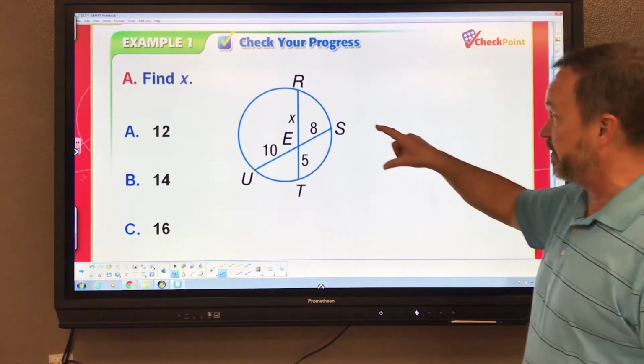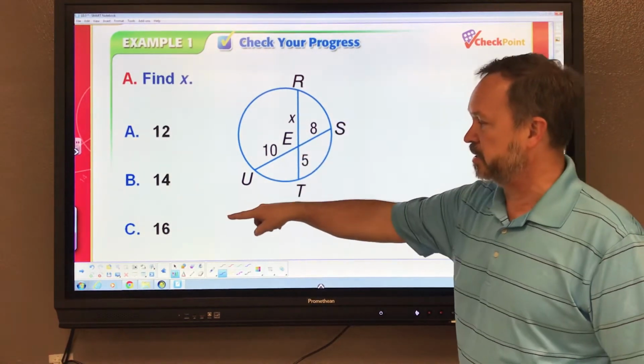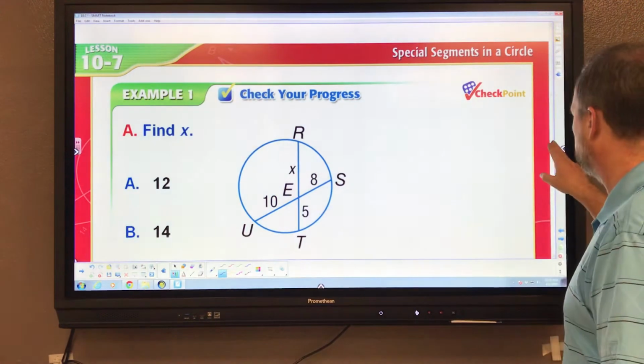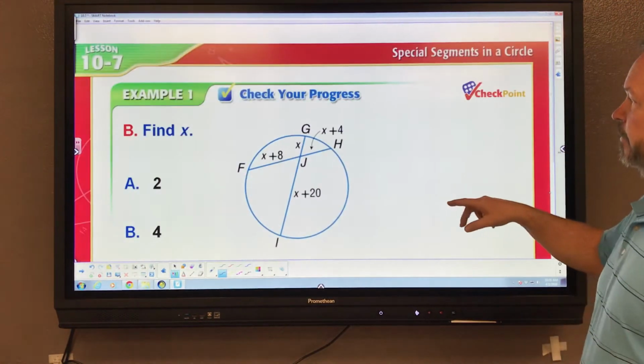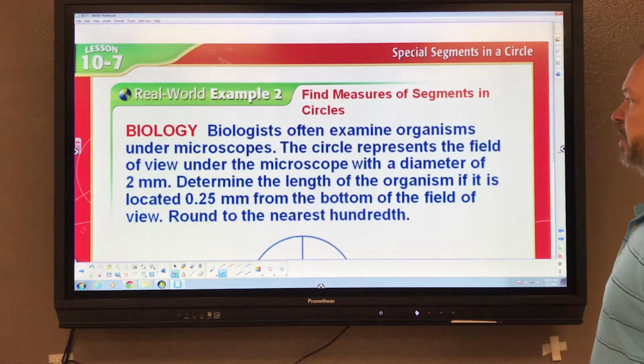And so this is just more of the same. You can see how that 5 times x has got to be equal to 80. So x is 16. There it is. And we could do some more algebra with this one. It's the same as the last example we did.